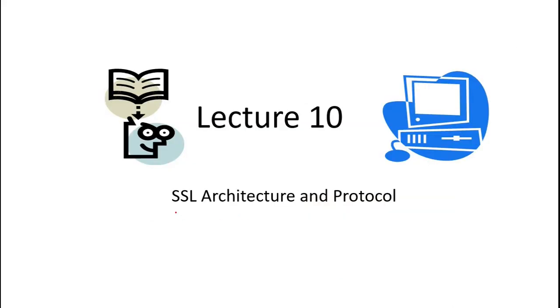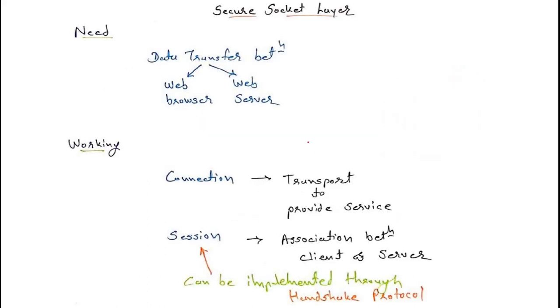So let's start today's session about the SSL architecture and protocol. First, what is the need of SSL? It means Secure Socket Layer. The need of SSL is for the data transfer between the web browser and the web server. Whenever a web browser is communicating with the web server, suppose there is any browser on the client side which is going to communicate with the server.